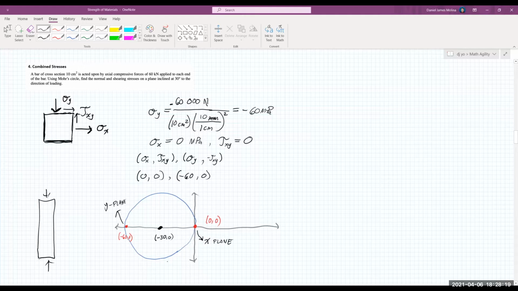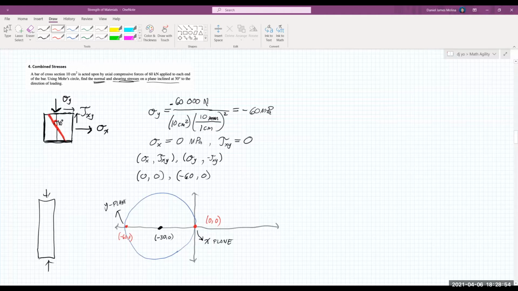Okay. So now the problem asks to determine the normal and shearing stress at a plane inclined 30 degrees to the direction of loading. So since the direction of loading is vertical, we will have to find a plane inclined 30 degrees from it. So it looks like this. Okay? So let's have a counterclockwise rotation of 30 degrees at the loading.